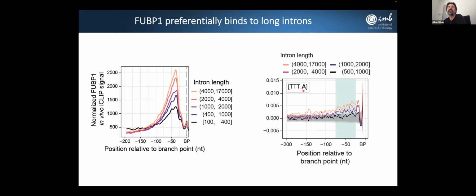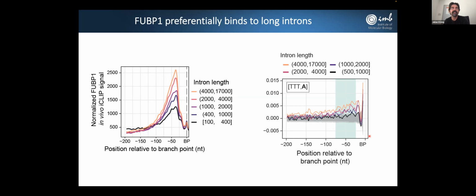So we have UUA, and we have similar results for this UUG motif. We see that this motif is not really enriched for shorter introns, shown here in black, upstream of the branch point, but for longer introns we see an enrichment of these FUBP1-bound motifs, suggesting that maybe for these long introns it's particularly important that FUBP1 supports the formation of this early spliceosomal complex.